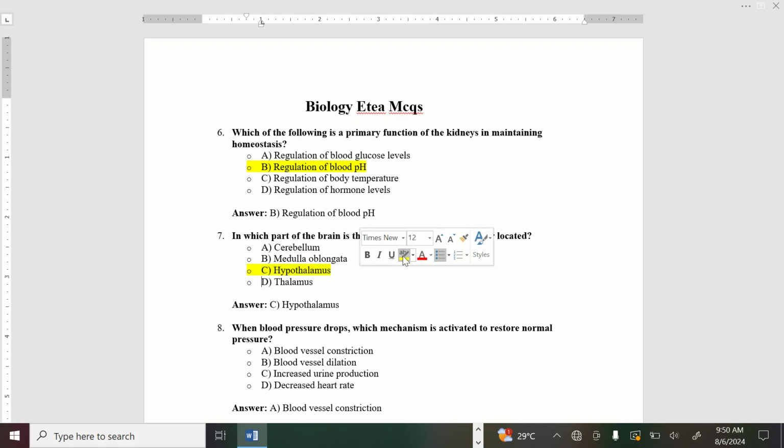Hypothalamus. The next MCQ is: when blood pressure drops, which mechanism is activated to restore normal pressure? A. Blood vessels constriction. B. Blood vessels dilation. C. Increase urine production. And D. Decrease heart rate. So the correct option is blood vessels constriction.